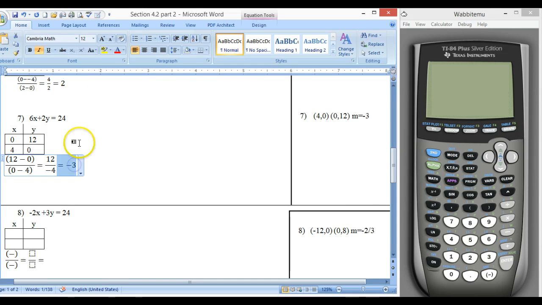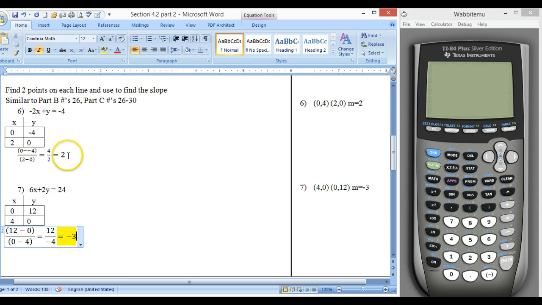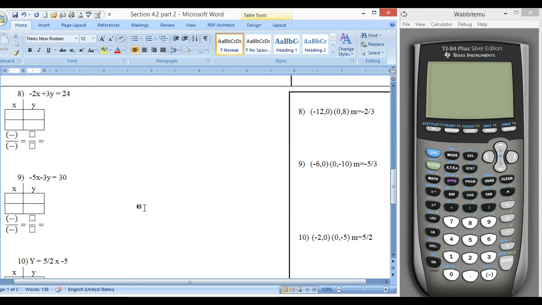And we should highlight that as being the answer. And we forgot to highlight it on this one. Okay, let's move to the next one.